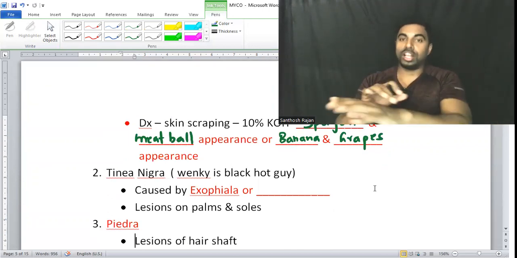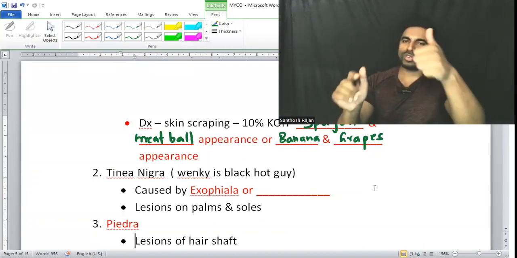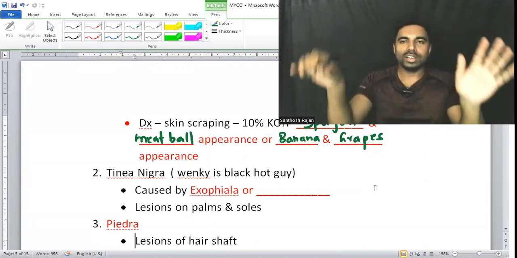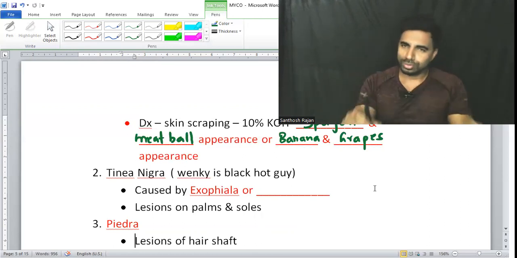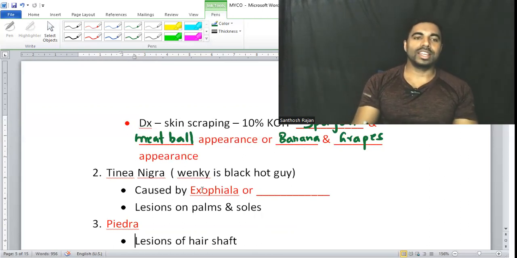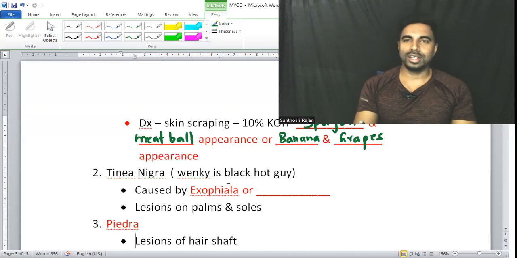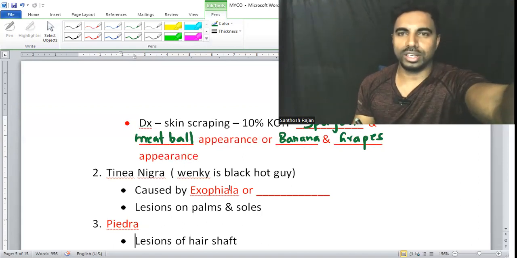We are now talking about fungal superficial skin infections. So first is pityriasis versicolor. Commonly you will see it with our neighbors, patients, everything. So it's an expected question. Tinea nigra. Tinea nigra, how to remember? Tinea nigra is another disease.